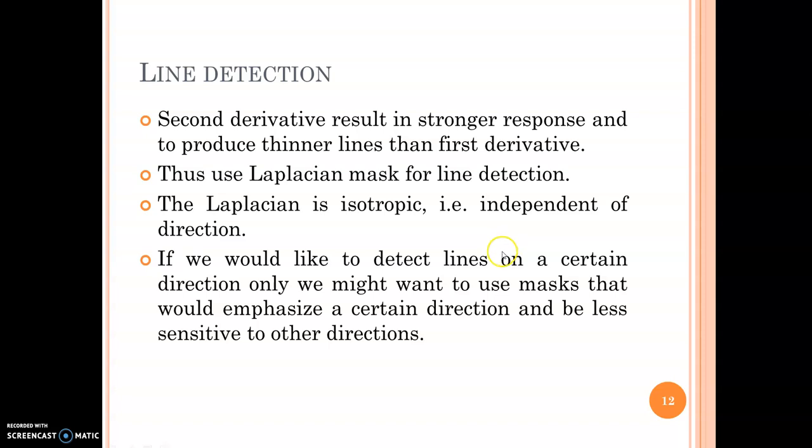Next is line detection. In the earlier session we have seen how to detect a point. So the next one is line detection. In line detection, again we are using the second derivative. The second derivative will give a stronger response. So you are using the Laplacian mask for line detection. In the case of a line, you have to detect the line along a certain direction. So you have to use a mask that would emphasize a certain direction.